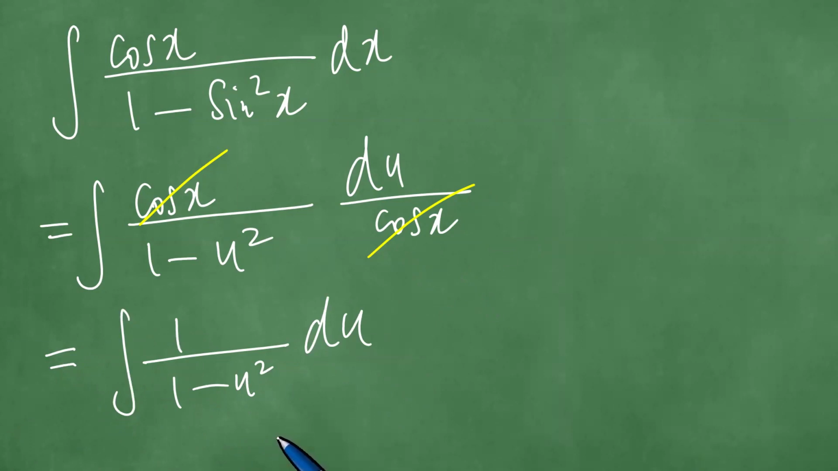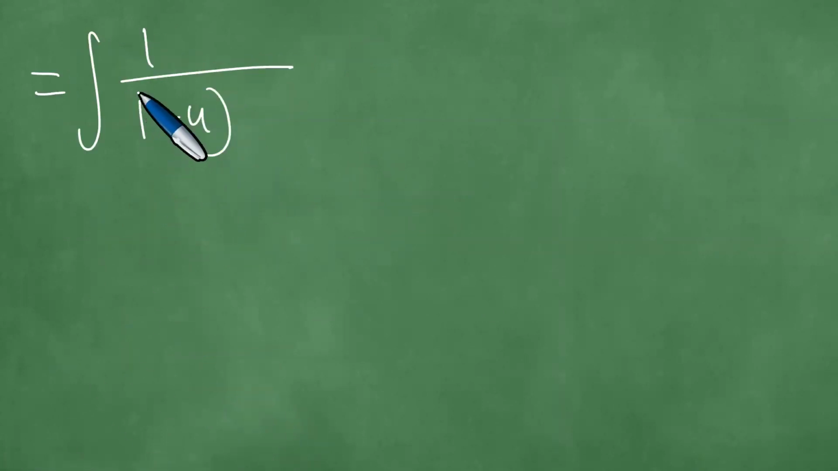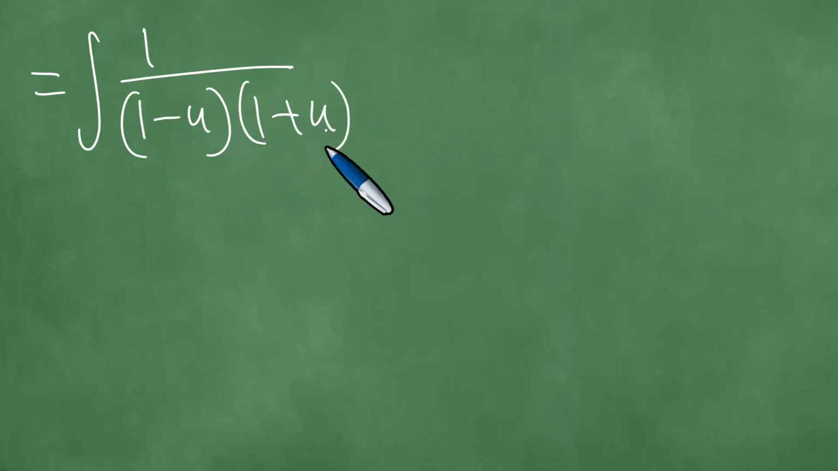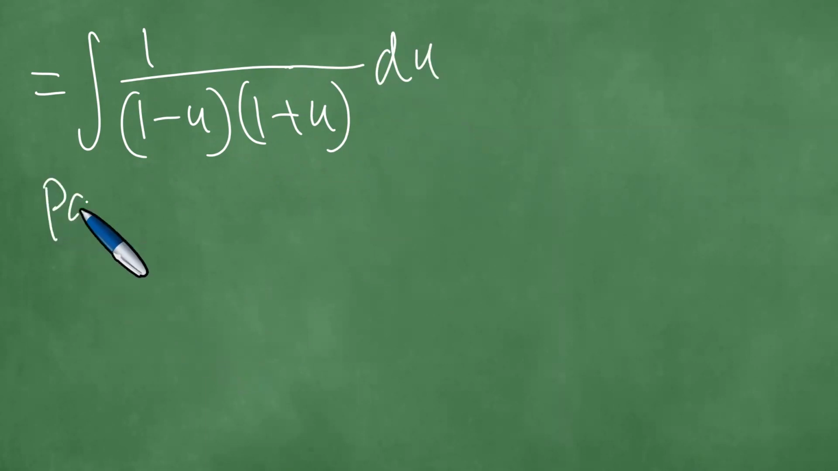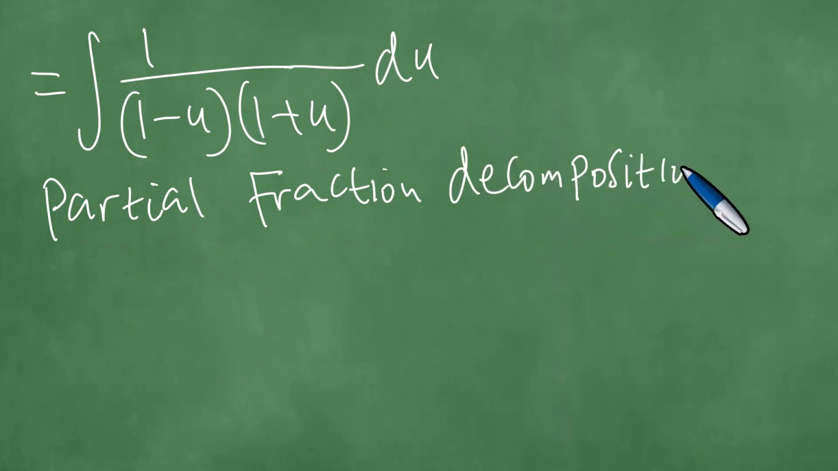And then what do we have at this point? This is equal to 1 over 1 minus u squared. This 1 minus u squared can be factorized, and you can write it as 1 minus u, 1 plus u, du. Right, and we proceed to use something we call partial fraction decomposition.